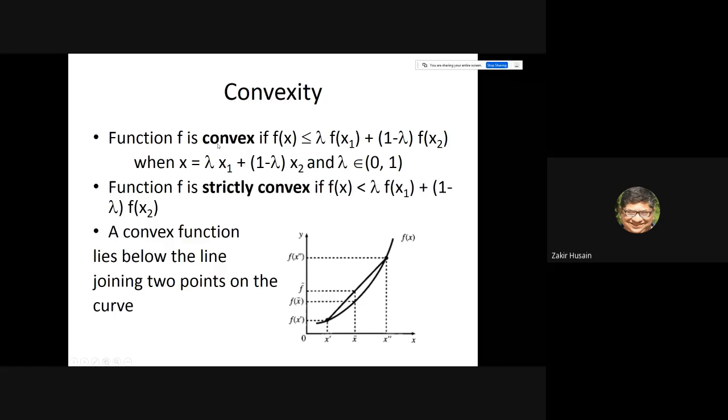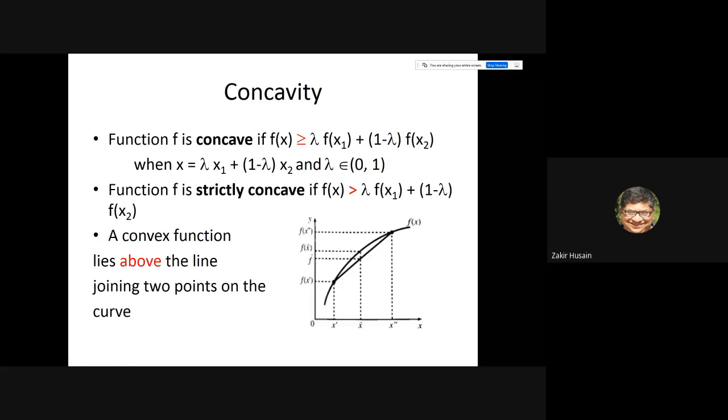So you can see the technical definition over here: function f is convex if f(x bar) is less than or equal to the linear combination of the functional values. Here x bar is the linear combination of x1 and x2. So f(x bar) is the functional value, and it will be less than lambda f(x1) plus (1 minus lambda) f(x2), which gives a point on the arc. So f bar is greater than f of x bar. And concavity is simply the opposite.